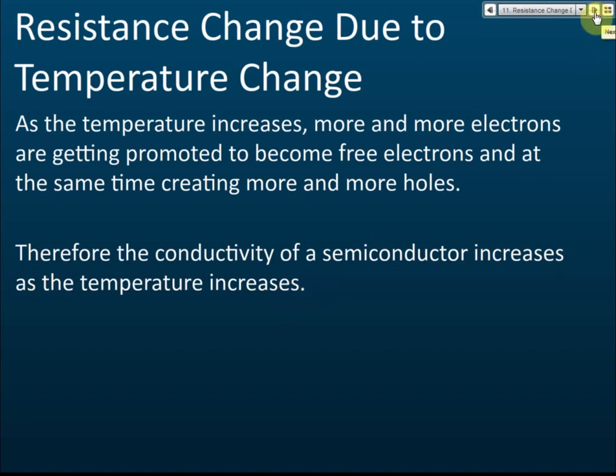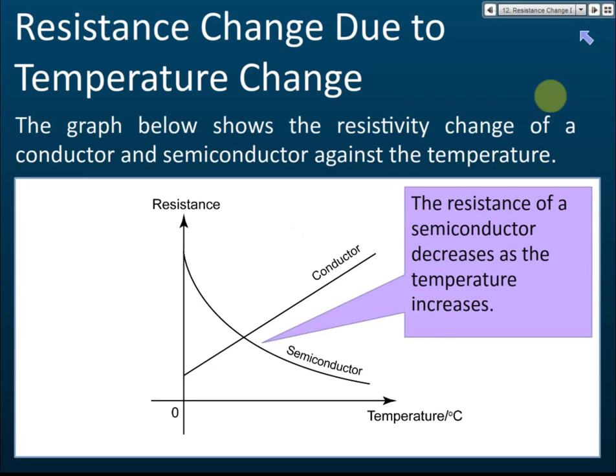That's the difference between conductor and semiconductor. For a conductor, when temperature increases, the resistance increases. But for a semiconductor, when temperature increases, the resistance decreases. Because when temperature increases, more and more charge carriers, the electrons and the holes, form in the semiconductor. Therefore, they can conduct electricity better. So the resistance of a semiconductor decreases as the temperature increases.